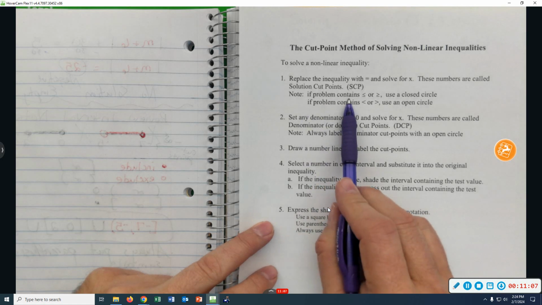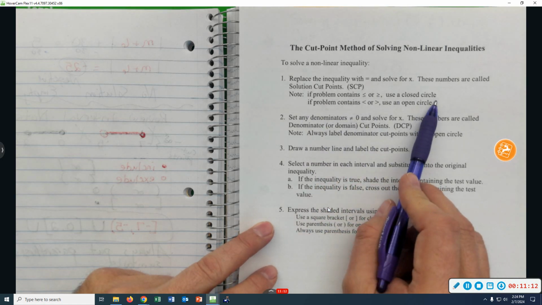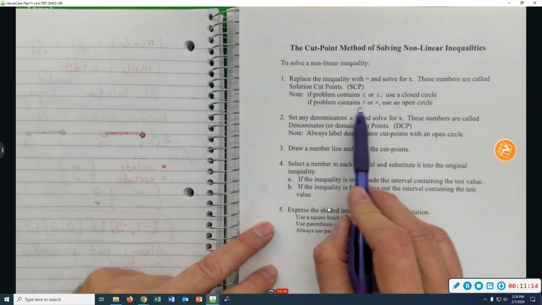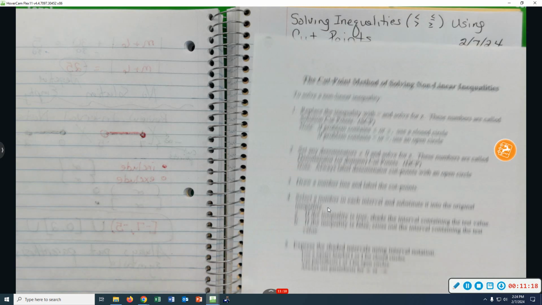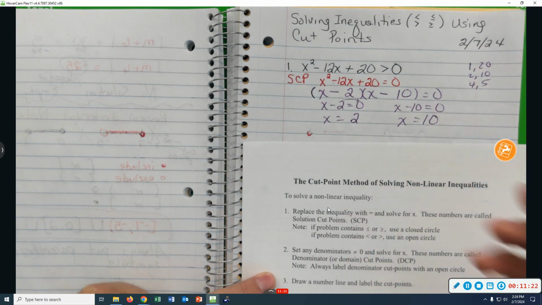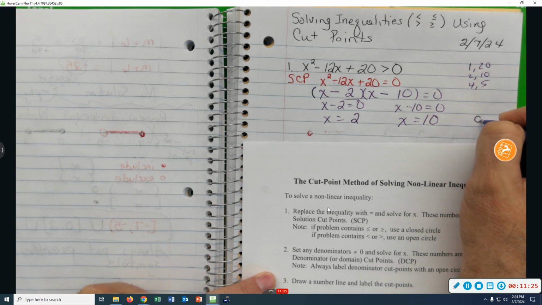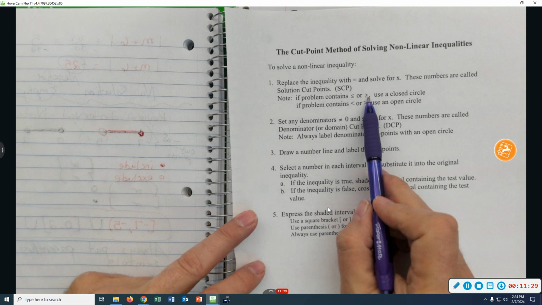If the problem contains a less than or equal to or a greater than or equal to, use a closed circle. If it has strict less than or strict greater than, use an open circle. What are y'all thinking we're going to use here on these 2 numbers? Open circle. Okay? Why did we say open? Because there's not an equal sign.